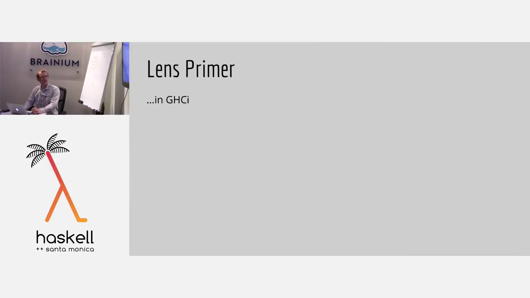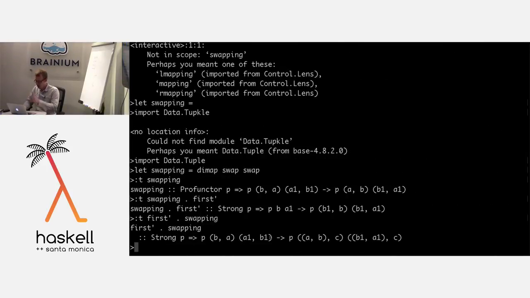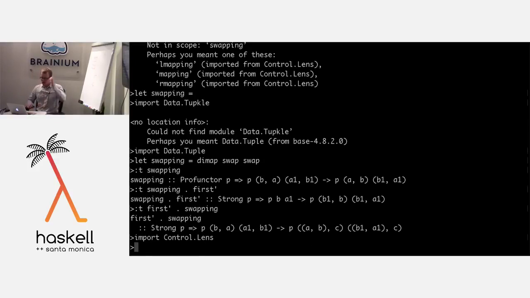Okay. So at this point I was just going to give a quick overview of lens for anyone who's not seen it, just in GHCi. Who's not seen the sort of basic lens overview on some video? Okay, cool. We'll just go through it then. So if I import Control.Lens, that should give me all the interesting stuff I need.